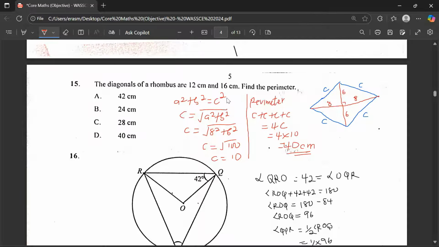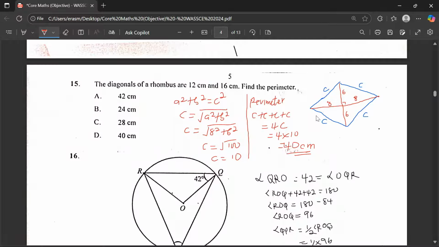If you make C the subject, we are going to have what? C equals what? Root of A squared plus B squared from this equation. Then C equals what? Root of 8 squared plus 6 squared. And C equals root of 100. Remember, C is the hypotenuse. Then C is going to be what? 10.